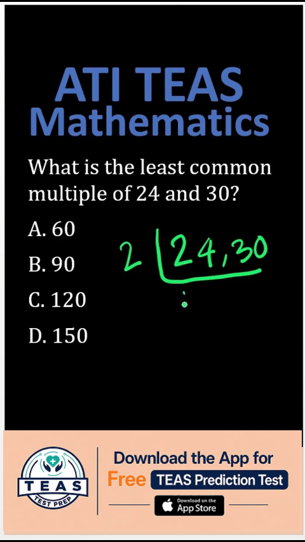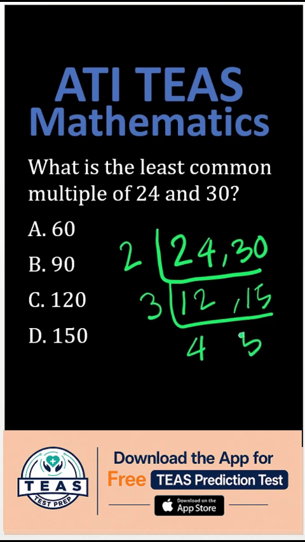24 divided by 2 gives us 12. 30 divided by 2 gives us 15. Both 12 and 15 can be divided by 3. 3 times 4 gives us 12 and 3 times 5 gives us 15. Again, we can divide only this number by 2, so 2 times 2 gives us 4. And as we can't divide 5 by 2, we just write it here.